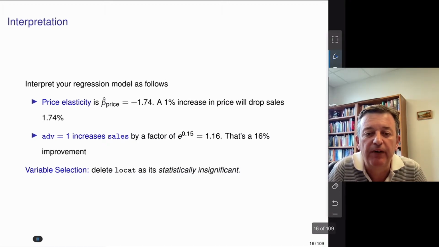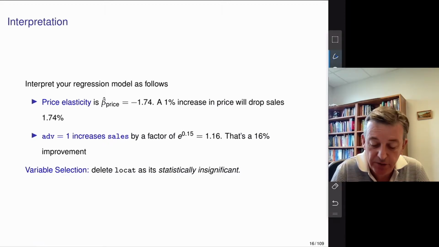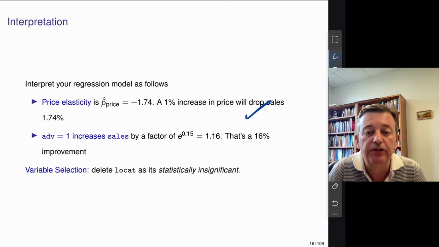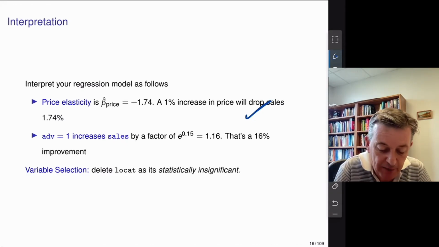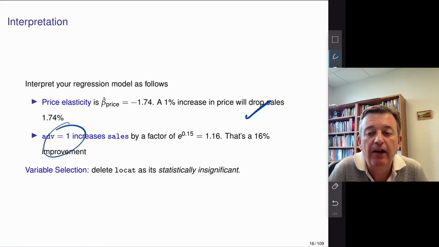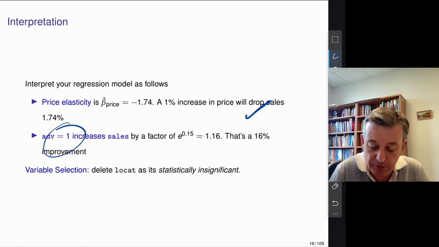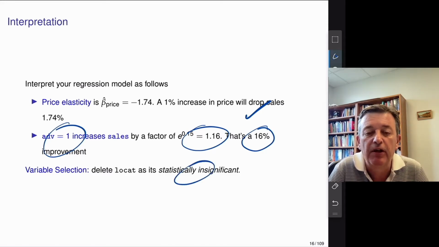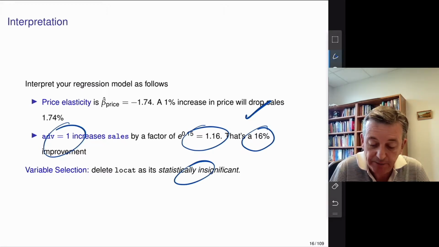Again, we have a couple of takeaways from the model. A 1% increase in price, I think I just said that, would drop sales by 1.74%. And if I flip advertising to the expensive level, then I'll have an increase in sales of about 16%, and the location is statistically insignificant. In lots of supermarkets, people pay for shelf space or pay for location and positioning in the store, so no need to do that.